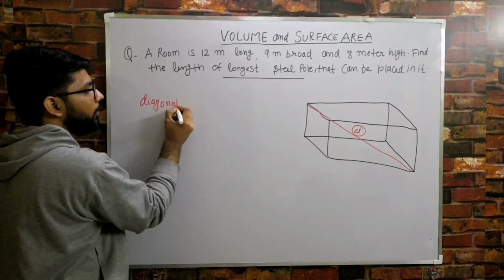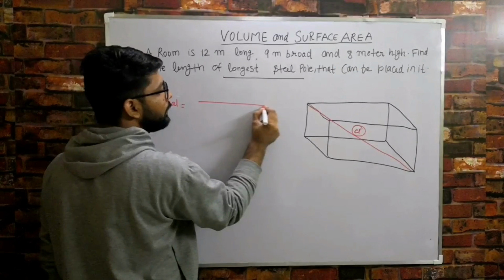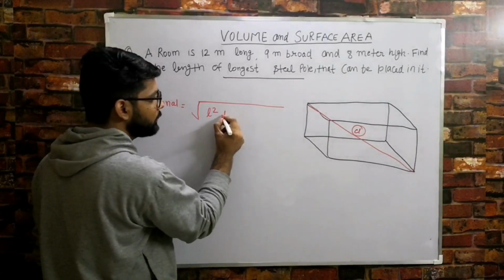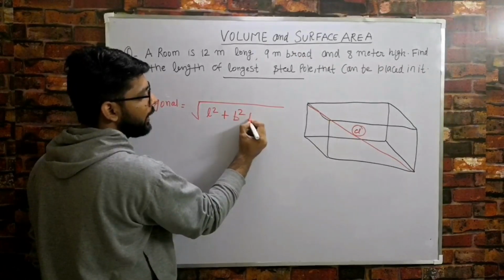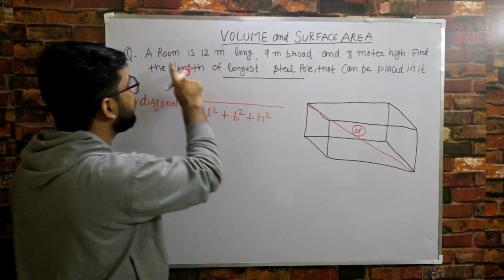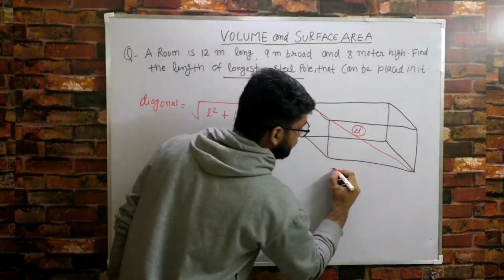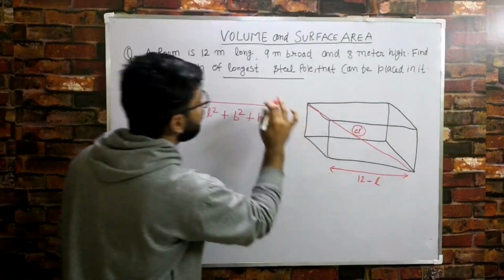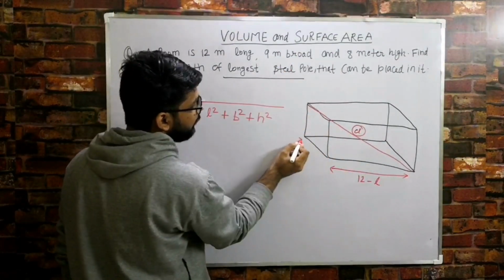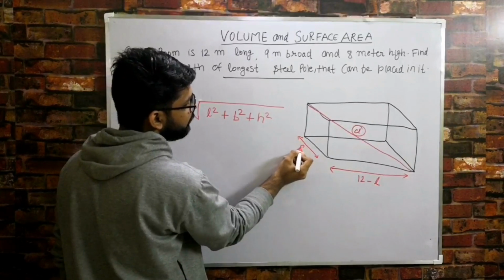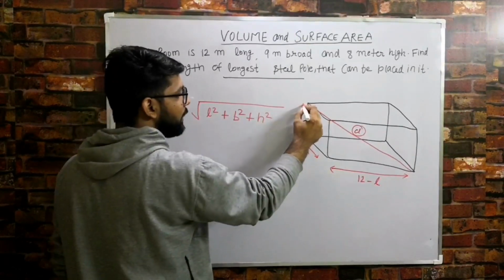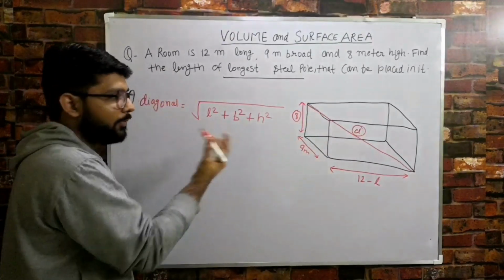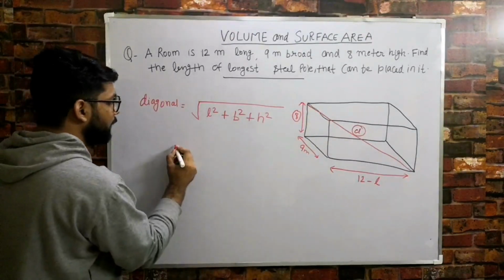The diagonal of a cuboid, the formula is under the root l square plus breadth square plus height square. Here the room is 12 meter long, means this line is the 12 meter, this is the length given to us. And the 9 meter broad means this is the 9 meter given to us. And the 8 meter is the height, so this length of 8 meter is the height given to us.